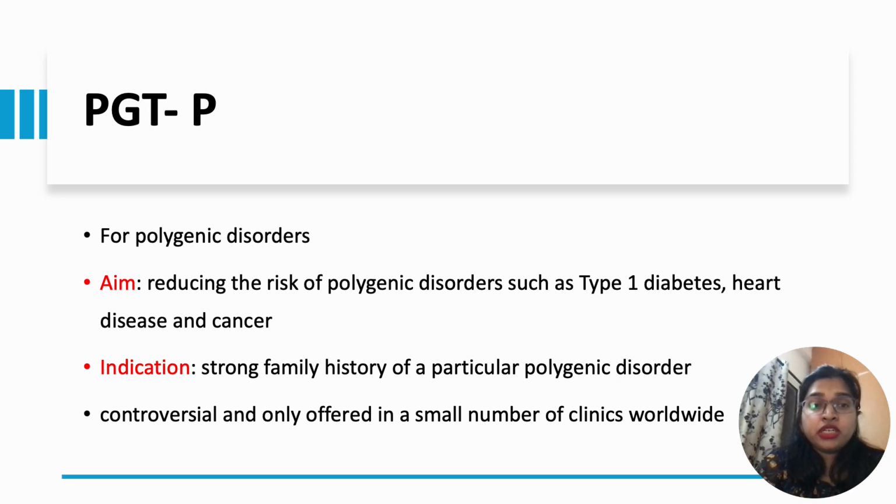PGT-P is for polygenic disorders. Its aim is to reduce the risk of polygenic disorders like type 1 diabetes, heart disease and cancer. Its indication is a strong family history of a particular polygenic disorder, but it is controversial and it is only offered in a very small number of clinics worldwide.